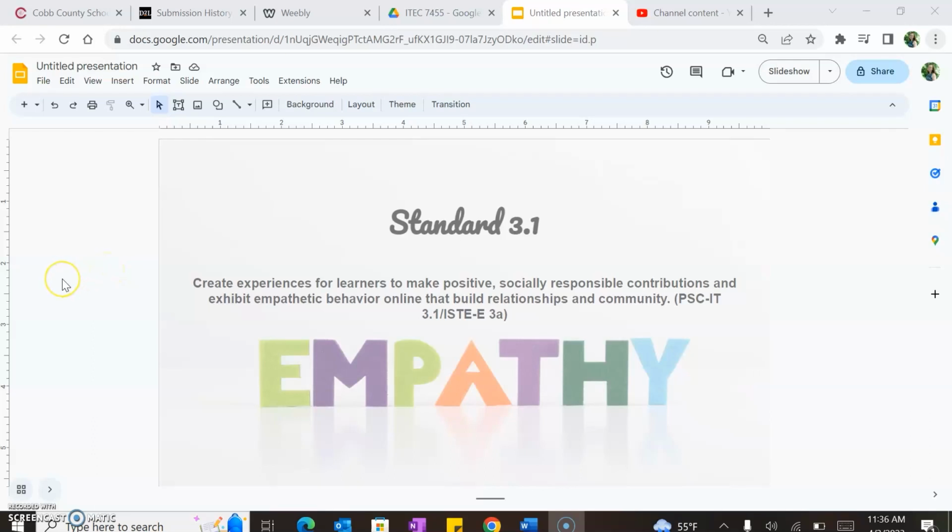Standard 3.1, creating experiences for learners to make positive, socially responsible contributions and exhibit empathetic behavior online that builds relationships and community.